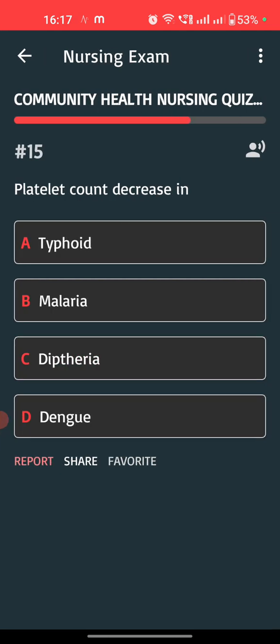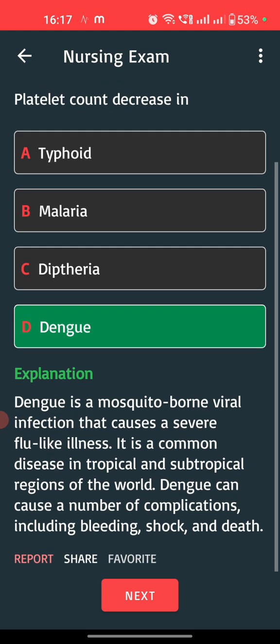Platelet count decreases in: A. Typhoid. B. Malaria. C. Diphtheria. D. Dengue. Correct answer. Dengue is a mosquito-borne viral infection that causes a severe flu-like illness. It is a common disease in tropical and subtropical regions of the world. Dengue can cause a number of complications, including bleeding, shock, and death.